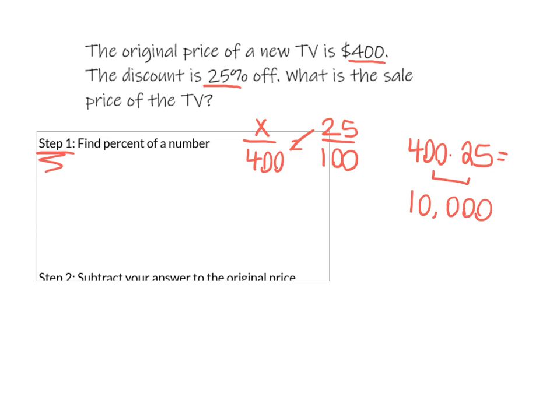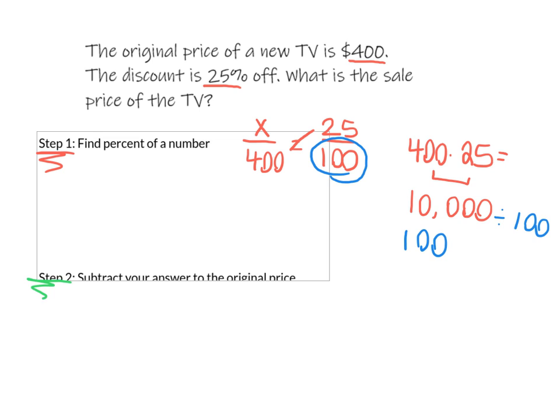Next, I will need to take 10,000 and divide it by 100. 10,000 divided by 100 is the same thing as taking off two zeros. So that's going to give me 100. So that would be my step one of finding percent of a number.